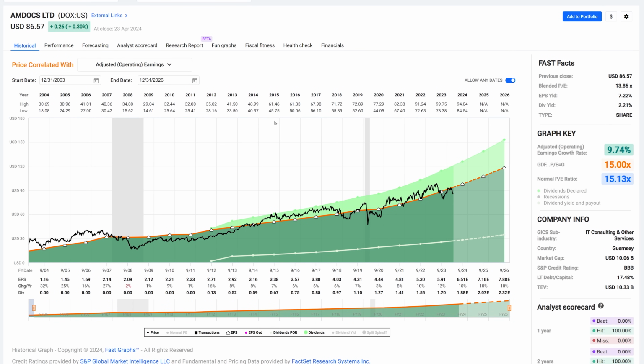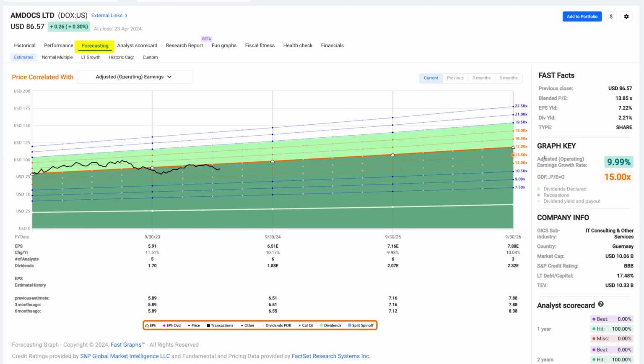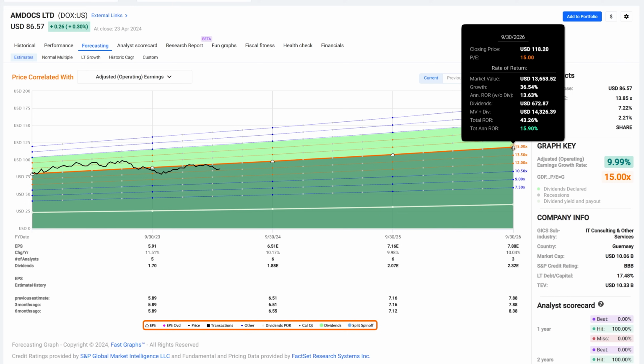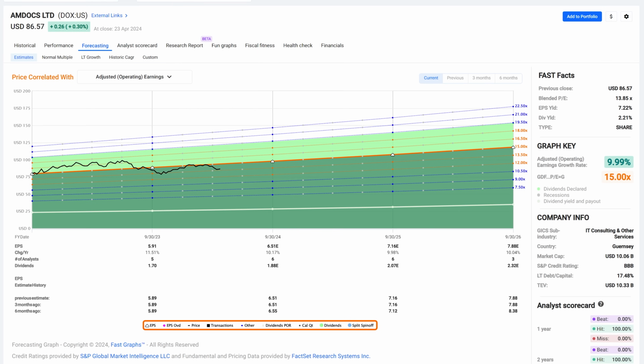The next example would be Amdocs, and once again we see almost a 10% growth rate, 9.74. If I look at the forecasting calculator, it's expected to grow approximately at the same rate, so I'm going to be increasing my cash flows at around 10%. I'm going to discount them at the 6.67%, and that's going to give me a 15.9% rate of return, which is a combination of modest PE ratio expansion, 10% growth, and a 2.21% dividend that's expected to grow in the future as well. Another one of the fairly valued great companies.